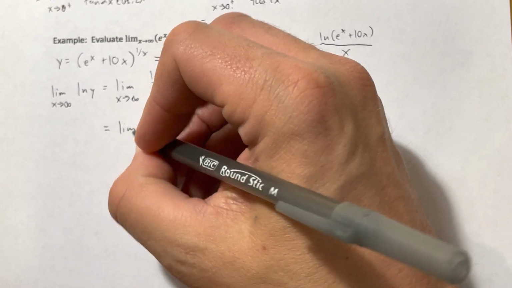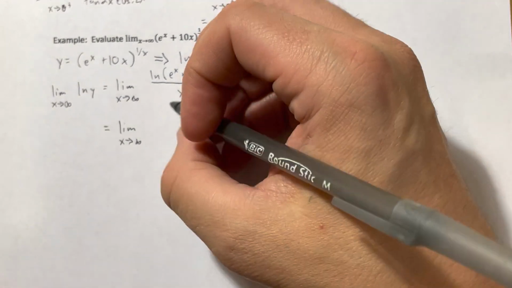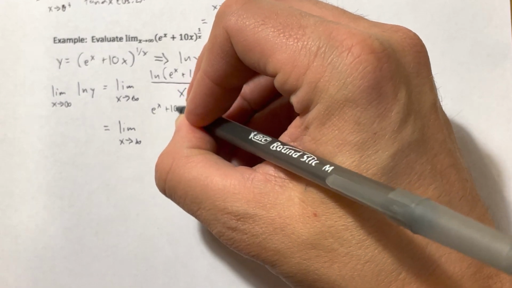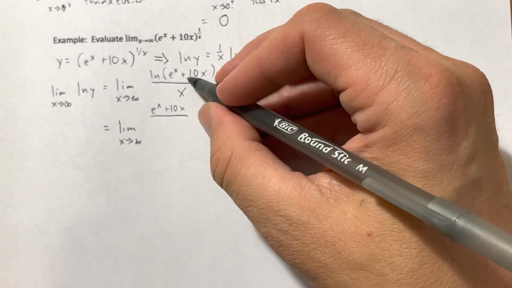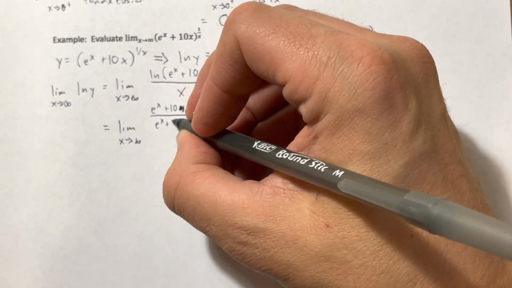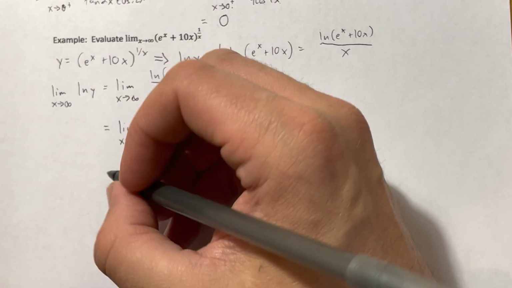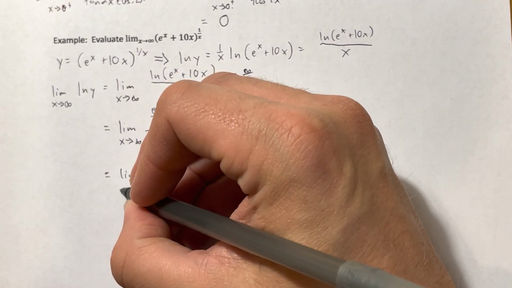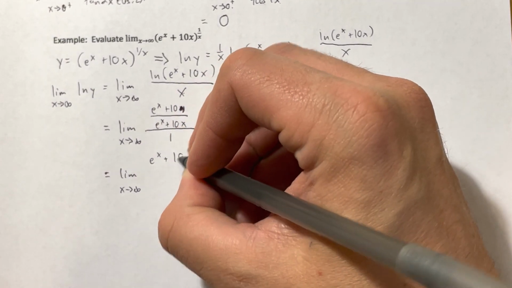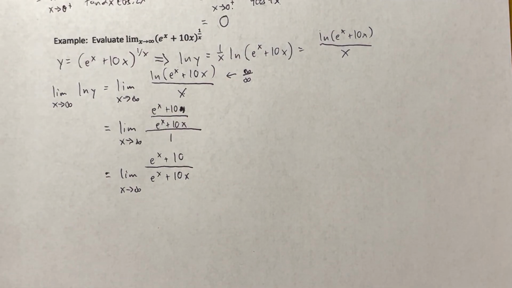So this is equal to the limit as x approaches infinity of, now the derivative of my numerator is going to be the derivative of the stuff in parentheses, e to the x plus 10, not 10x, that's the denominator, plus 10x down here, over 1, because that's the derivative of x. Or, with some simplification, I don't need the 1 there, I can just write that this way, e to the x plus 10 over e to the x plus 10x, okay? And then we look at what we have.